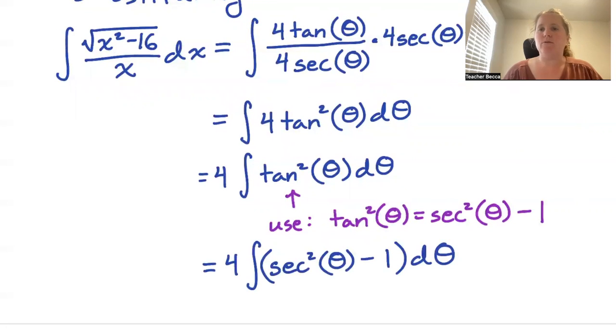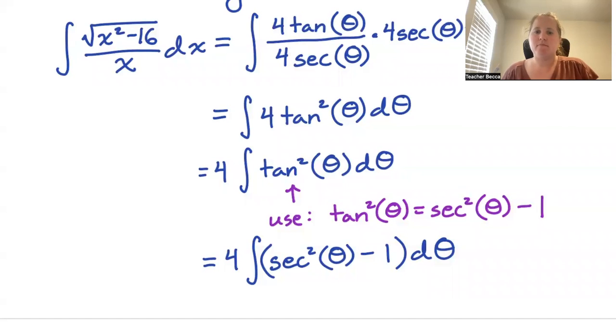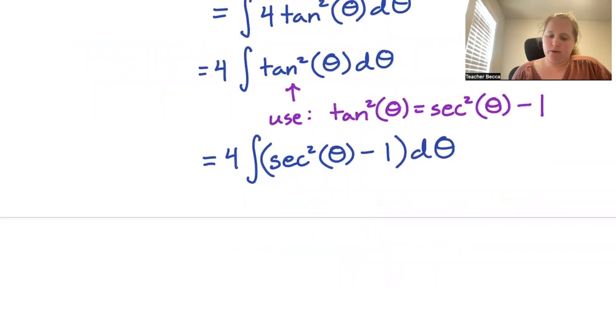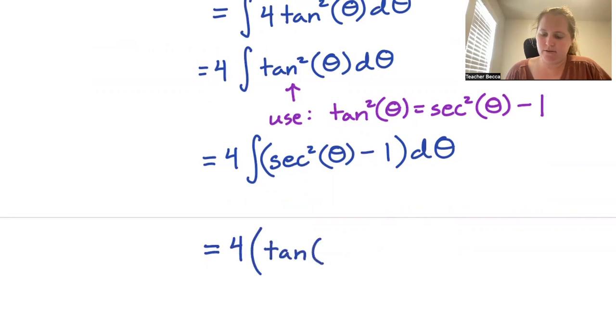So let me give myself a little more space here. Again, we know the integral of secant squared. Secant squared just goes to tangent. So we have 4 times tangent of theta, and minus 1 d theta just integrates to minus theta. So that 4 is multiplying the entire tan theta minus theta, and then we have plus c.